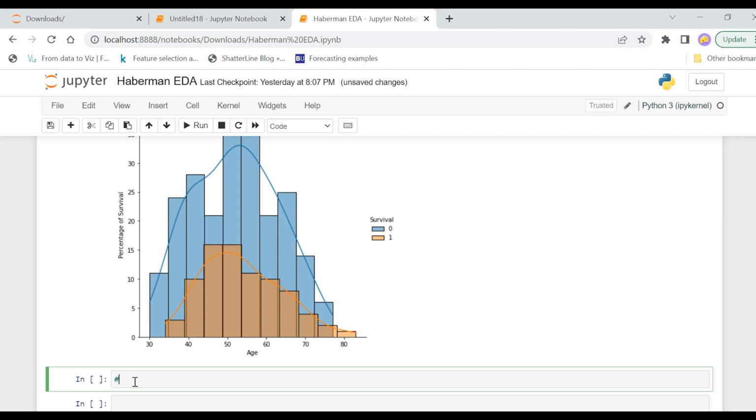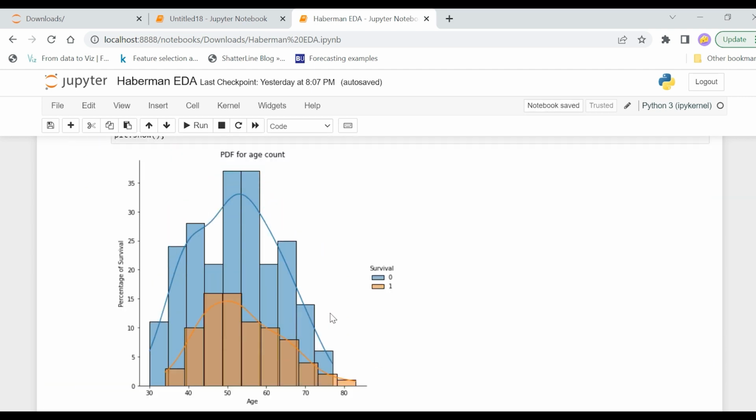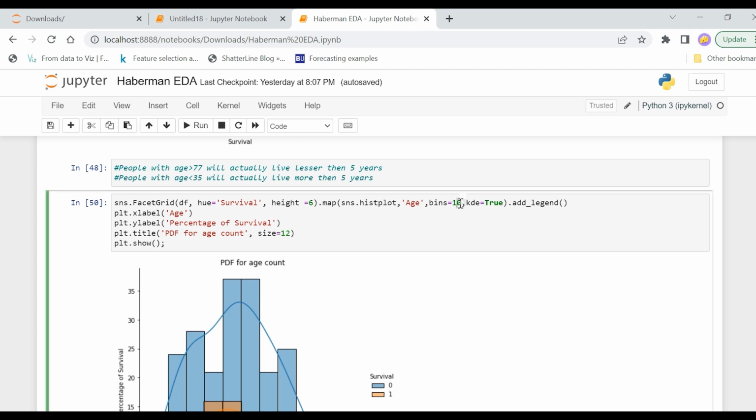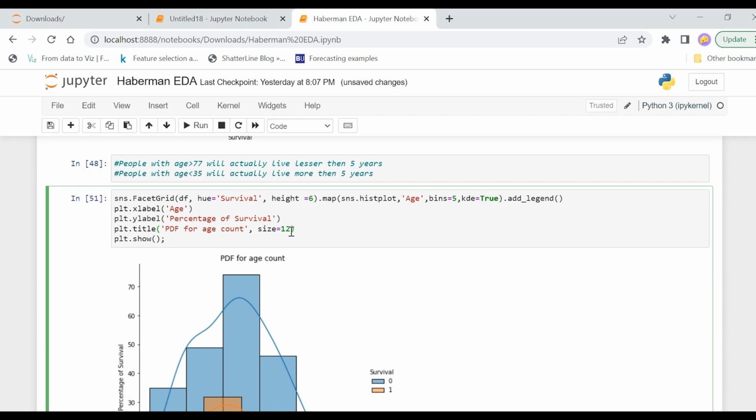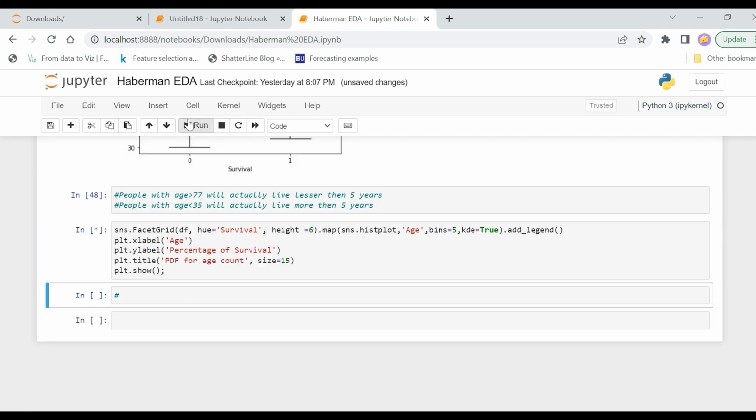So you can say one thing from here, that this is 40, this is 50, and if I change this width to 5, I just want to properly see this, and let me change the size to 15.